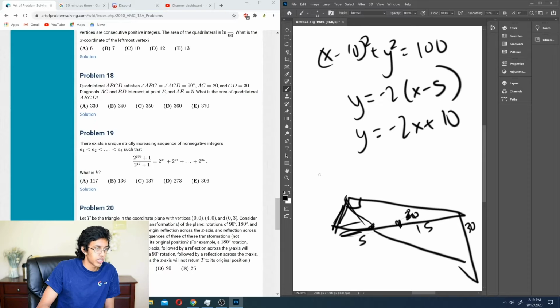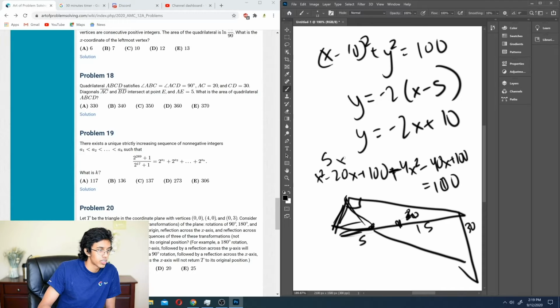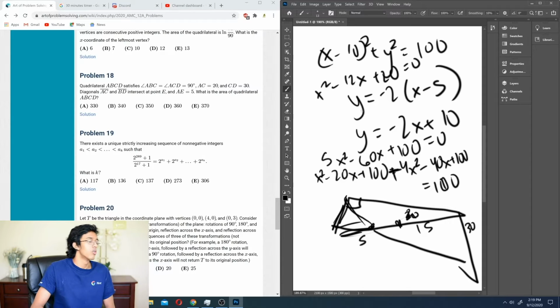So basically we get x squared minus 20x plus 100 is equal to 4x squared minus 40x plus 100. Wait, plus here, and then that is equal to 100. So essentially, we got 5x squared minus 60x plus 100 equals 0. And then if we divide by 5, we get x squared minus 12x plus 20 is equal to 0, which means we get, what do we get? x minus 10 times x minus 2.